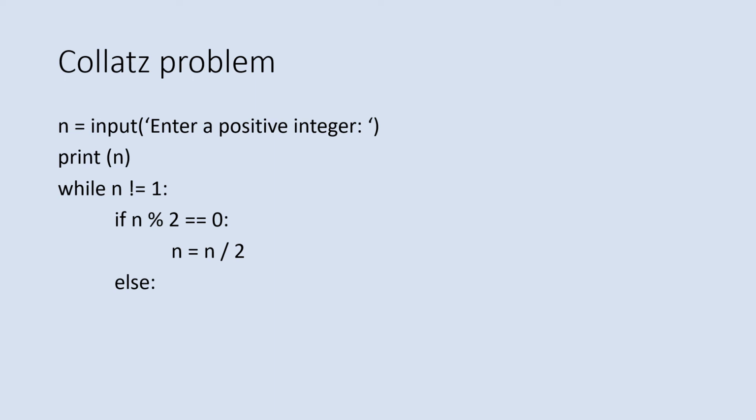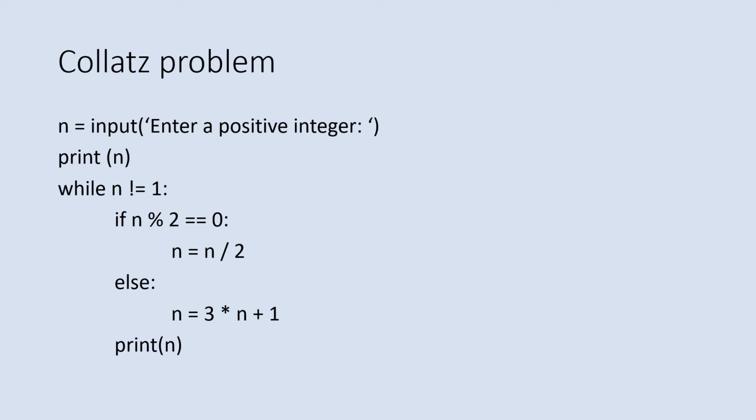Otherwise, since n is a positive integer, the only other option is that it be odd. In this case, we replace n with 3 times n plus 1. Then we're going to print the n, print that new value, and then do this all over again. If n was not 1, then we're going to replace appropriately with n divided by 2 or 3n plus 1, print n, and check again, and keep going, and keep going, and keep going.